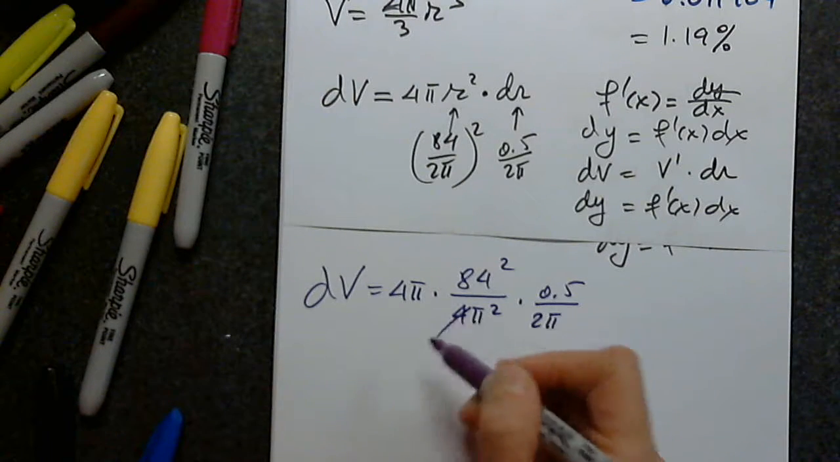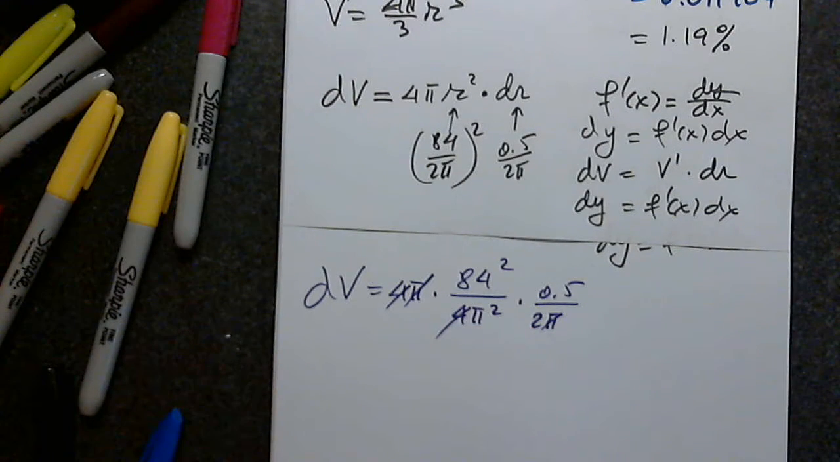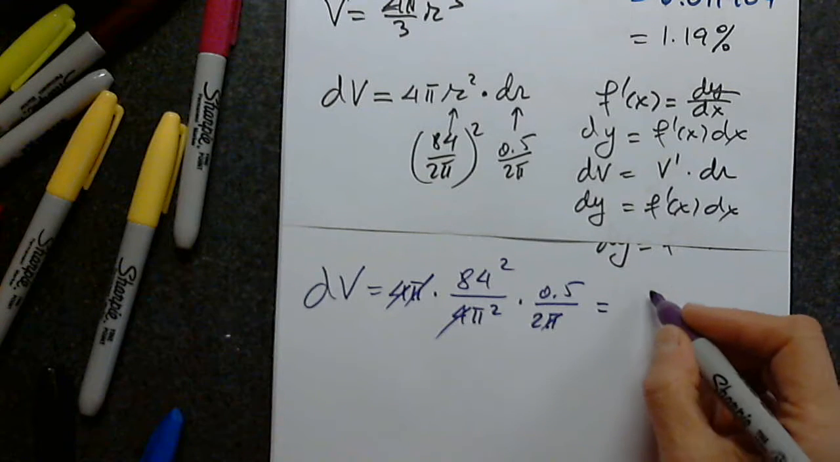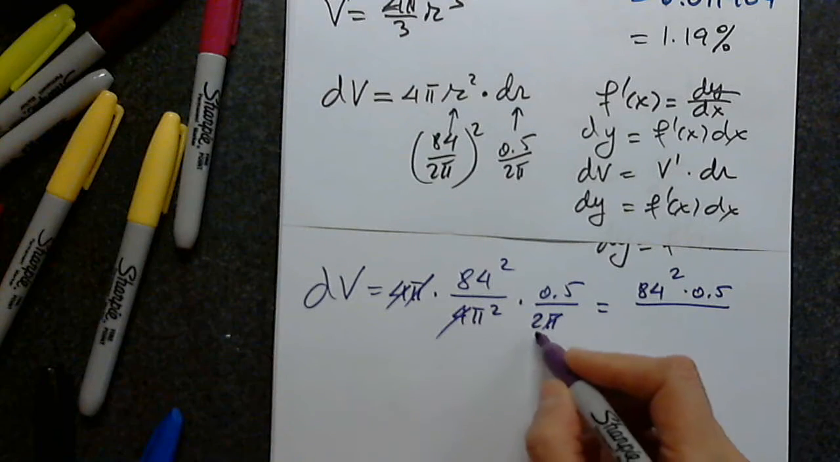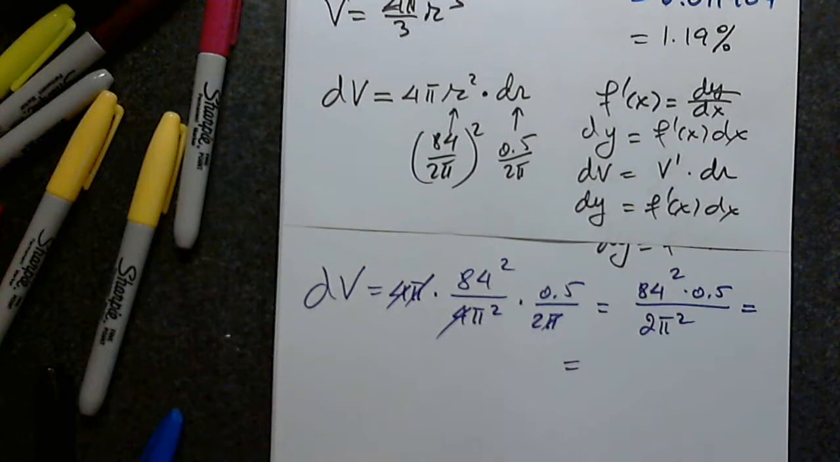I would like to simplify a little bit. So then I have 84 squared times 0.5 over 2 pi squared. So let's see a 0.5 error in the circumference. How much error in the volume will it trigger? So we have 84 squared times 0.5 and divide everything by 2. Let's put parentheses, it is much better, times pi squared.